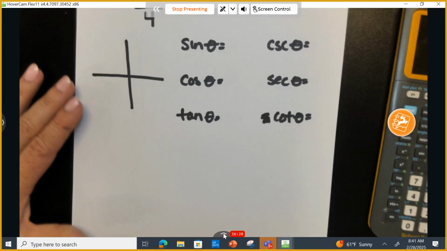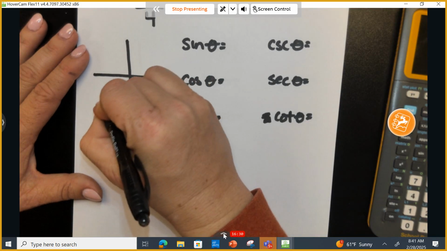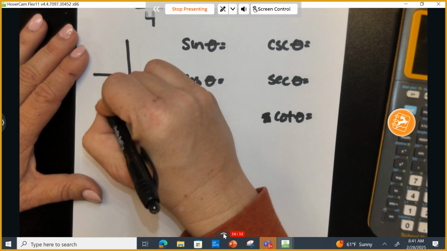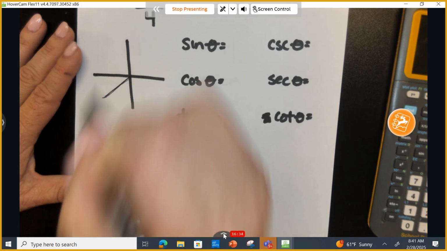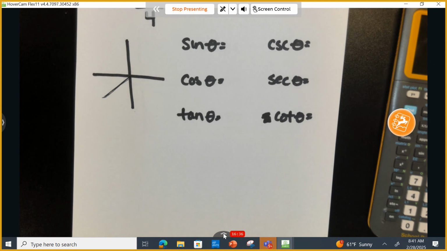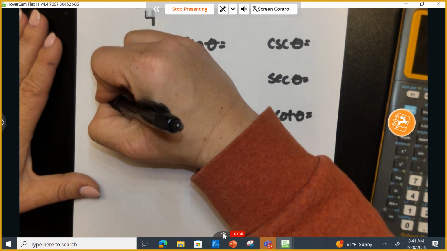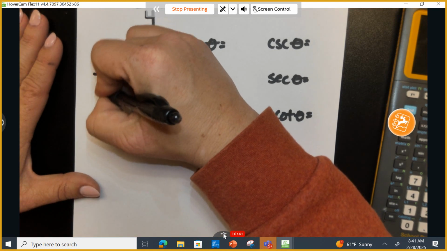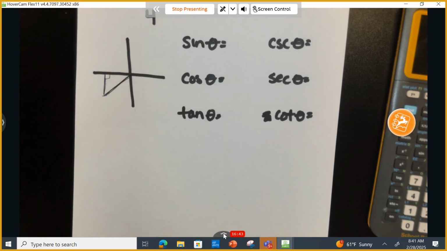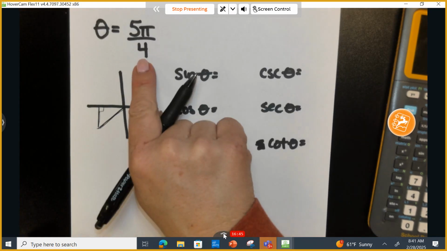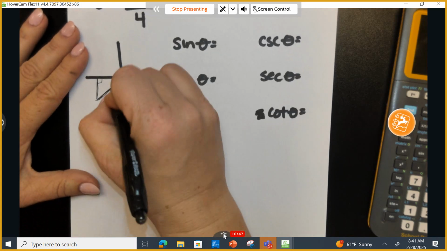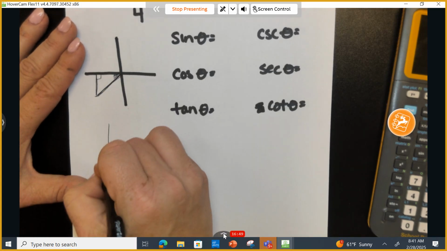So let's come back over here. So 45 will be directly out here. It's going to cut that 90 degrees in half, if I made an accurate graph. We always go back to the x-axis, always go back to the x-axis, and anytime we have a 4 on the bottom, we are only talking about 45-degree angles. So here we go.